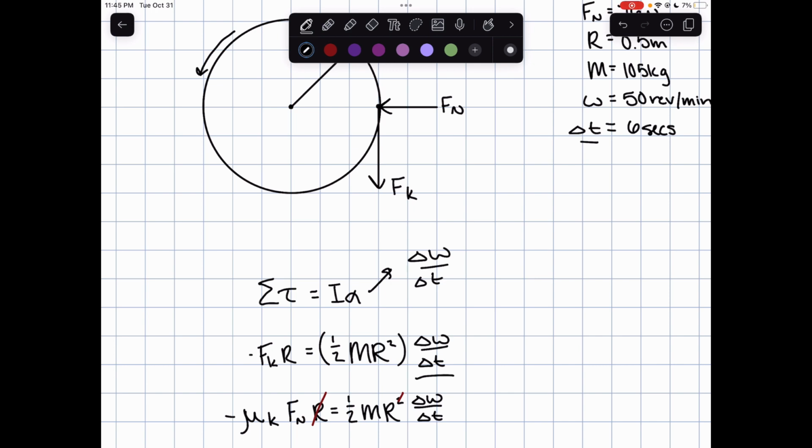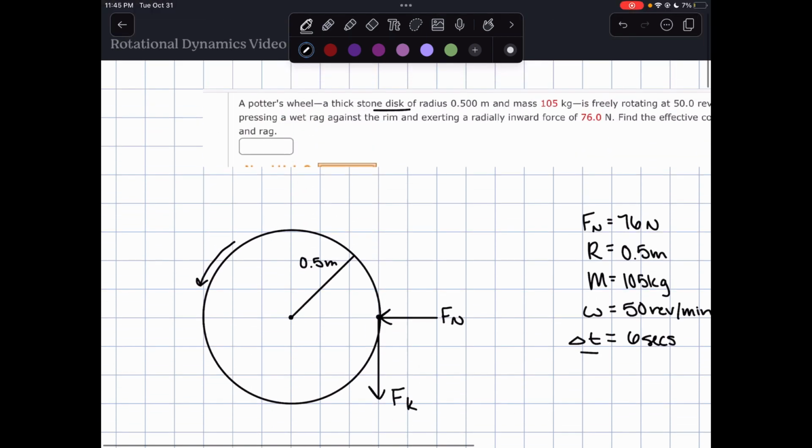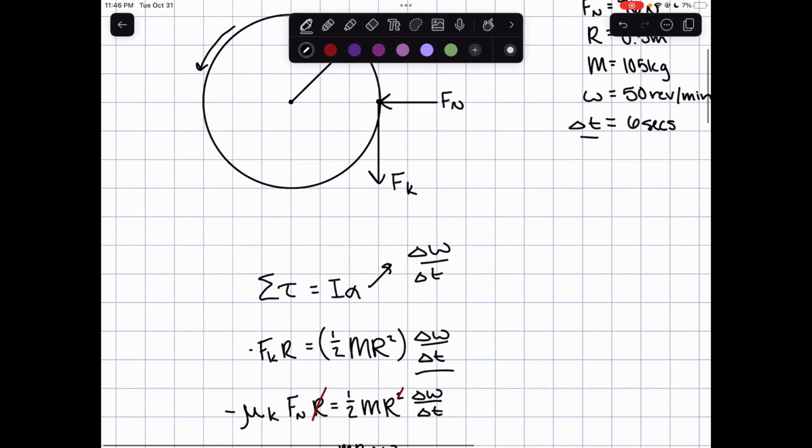Now, since the normal force is inwards, we're not going to use it, because we're only going to use the perpendicular forces. So we're going to need Fk, and since it's opposite to the direction of rotation, it's going to be negative. So negative Fk times the radius equals the moment of inertia. The important part is that it's a stone disk, so the moment of inertia for a disk is 1/2 mr squared. Now, angular acceleration.